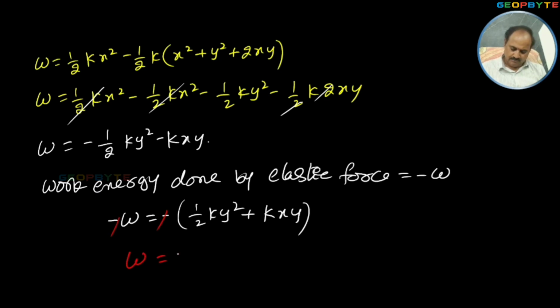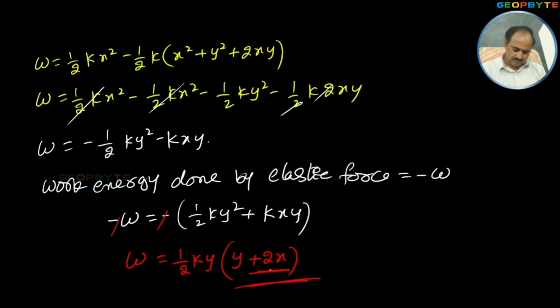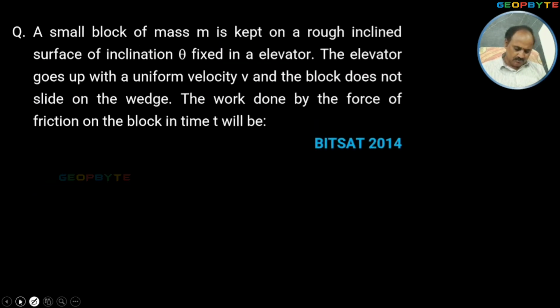Then work equal to half ky, let us write outside. Then it is y plus 2x. So that is the work. Half ky, look at the options. Half ky into (2x plus y). Therefore, option B itself is absolutely correct. Very, very important problem. I can say 5-star problem. This kind of problem can be repeated. Okay. Understood clearly? Yes. Then let us take the another important problem.